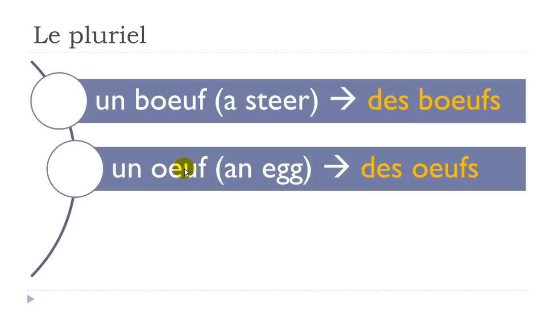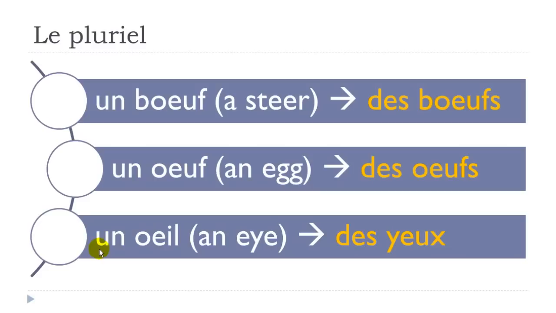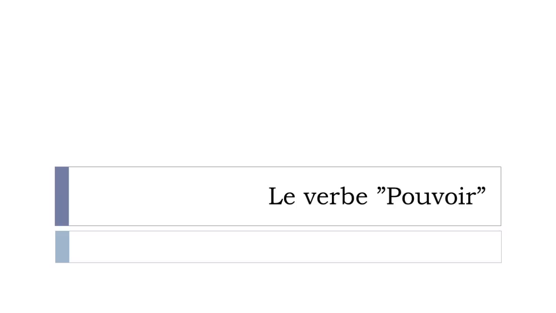And then the last one, this is probably the most strange one. Un œil, des yeux, yeux, okay? Don't pronounce the final X as usual. Yeux, des yeux.